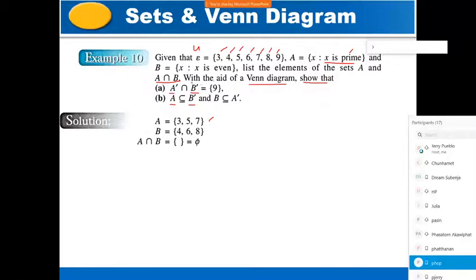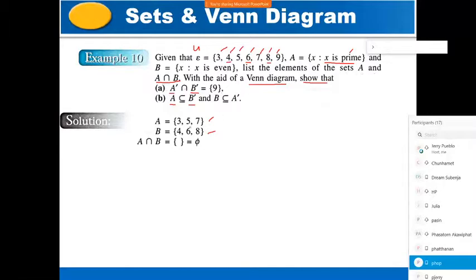Now, set B is the even numbers. What are even numbers? Even numbers are 2, 4, 6, 8, 10, 12, 14, and so on. So what are the even numbers here? We have 4, 6, 8. Okay. List the elements of set A and A intersect B.